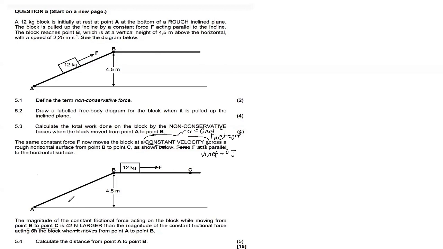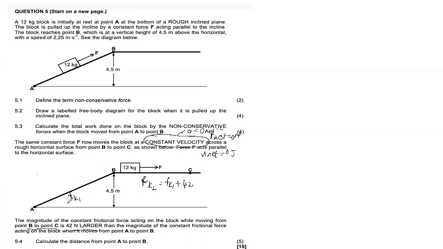Now it's common sense that the frictional force on the incline is much smaller than the frictional force on a horizontal surface. The more the angle on your incline, the less the frictional force. And if the angle is just 0 degrees, then we have more frictional force. Hence, we are being told that the frictional force from point B to C is 42 newtons larger than the one here. So if we say here we have FK1, then FK2, friction number 2 at this point, would be written as FK1 plus 42.